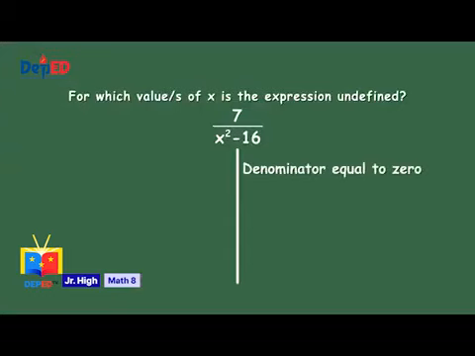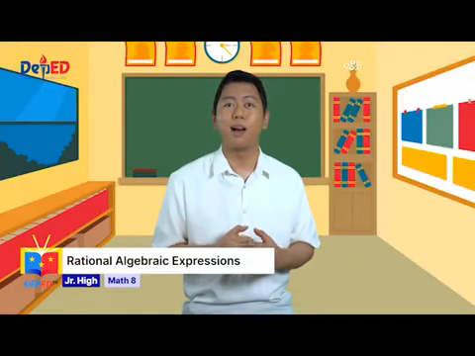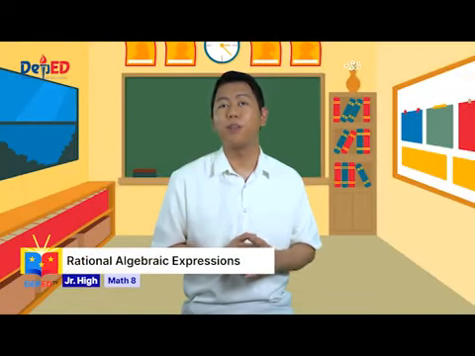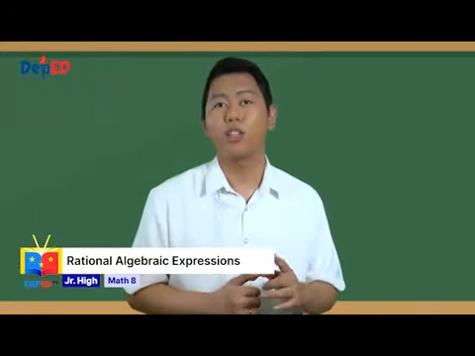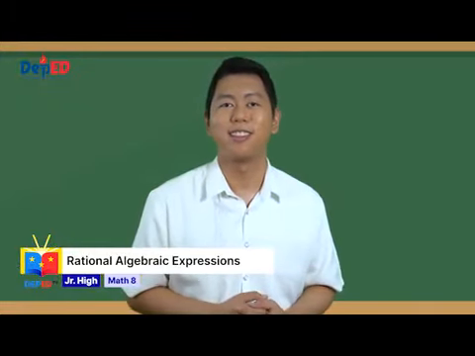We equate the denominator to 0. x squared minus 16 equals 0. Unlike the previous examples, we cannot simply apply the addition property to solve for x. To answer this example, we need another property of real numbers, which can be shown by this.